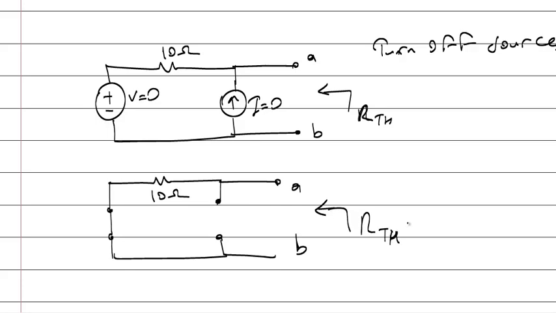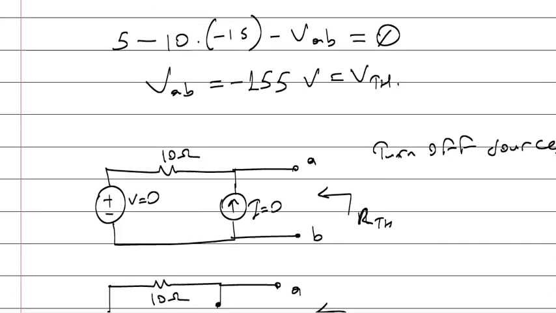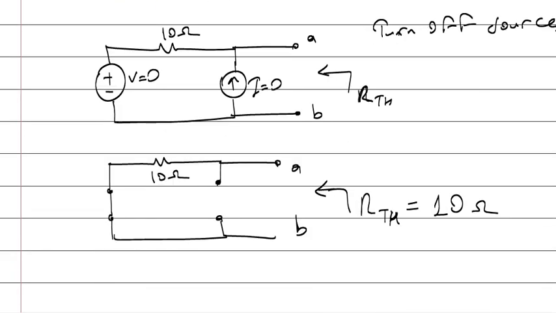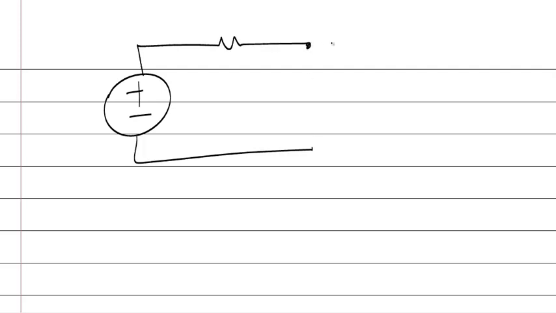What's the resistance? There is only one resistance, that's 10 ohms. Okay, so I have calculated the Thevenin voltage minus 155, Thevenin resistance 10 ohm. So the equivalent circuit is like that. That's A prime, B prime, minus 155 and 10 ohm.